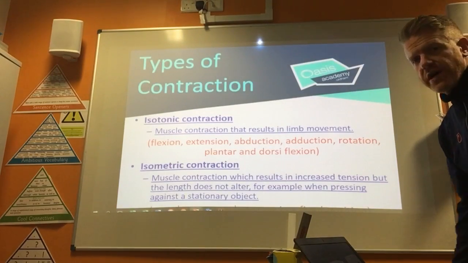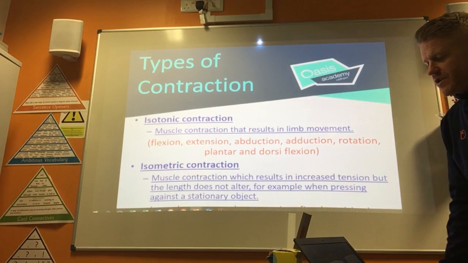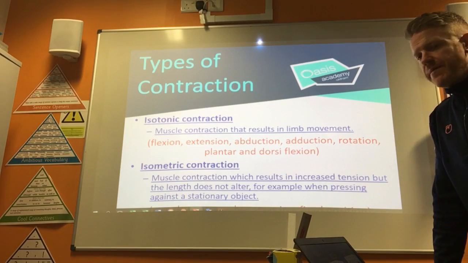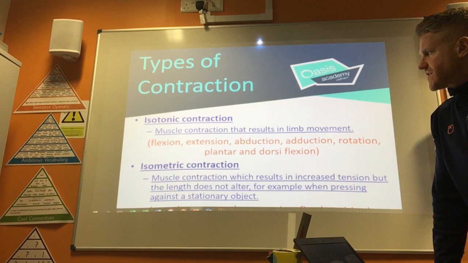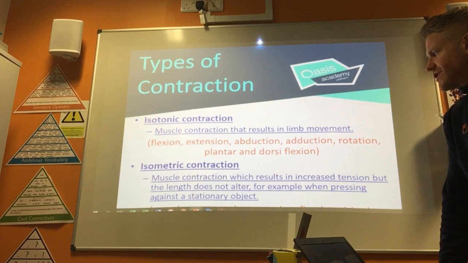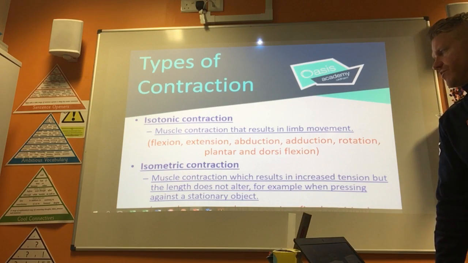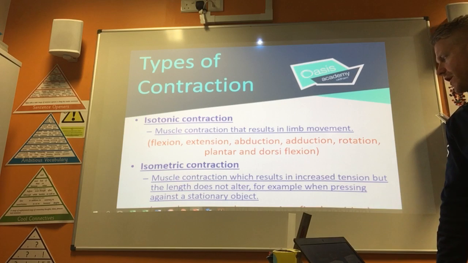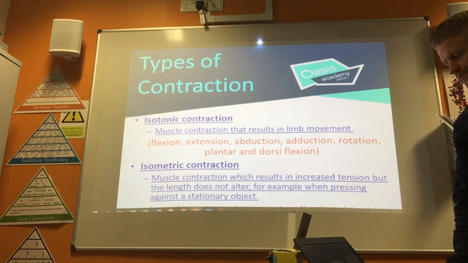There's two types of contraction that you need to know. These are isotonic contractions that result in limb movement. For example, flexion, extension, abduction, adduction. And there's an isometric contraction. This is a contraction which results in increased tension, but the length does not alter. For example, when pressing against a stationary object.